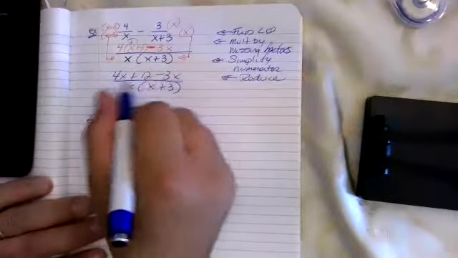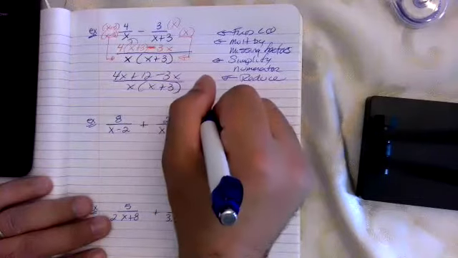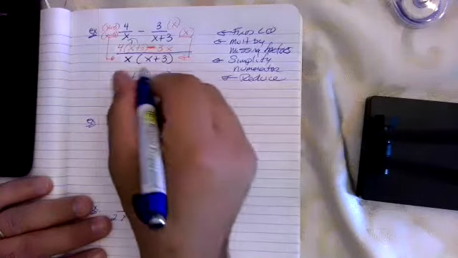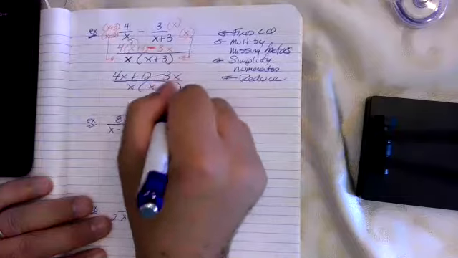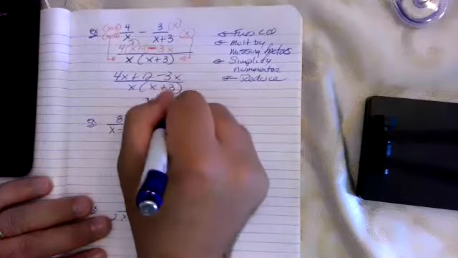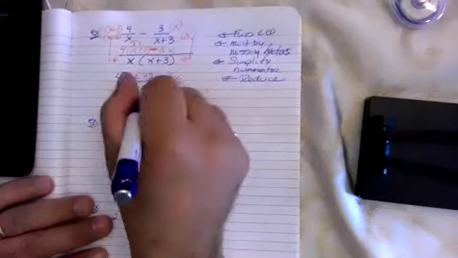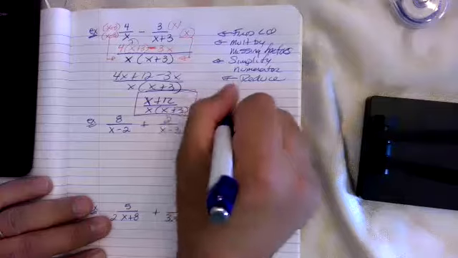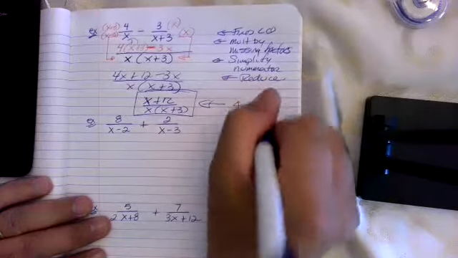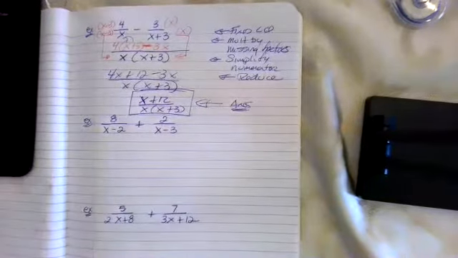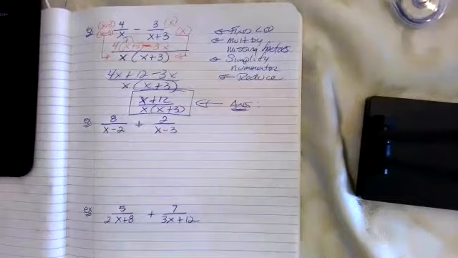I can combine my like terms, so it looks like I'm going to have 4x minus 3x, which is just x, plus 12 all over x, x plus 3. Nothing factors, so I can't reduce it any further. It looks like the answer here is x plus 12 over x, x plus 3.